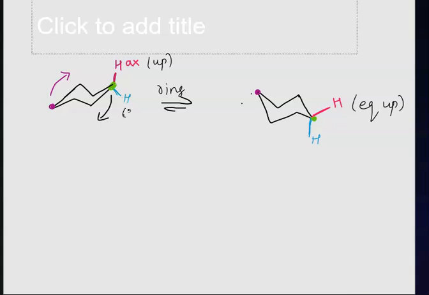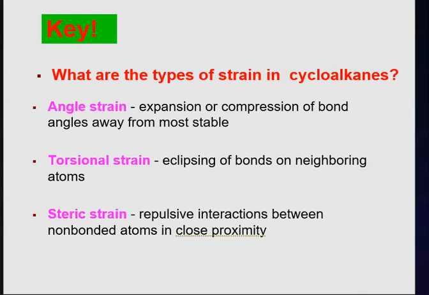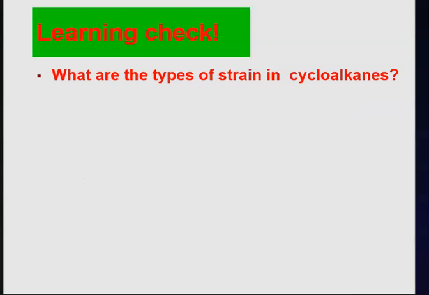This was equatorial down, the blue hydrogen, that's now axial down. So whatever was up remains up even after the flip. Whatever was down remains down. What changes is axial becomes equatorial and equatorial becomes axial. Okay, so this is important when we do the flip structures.